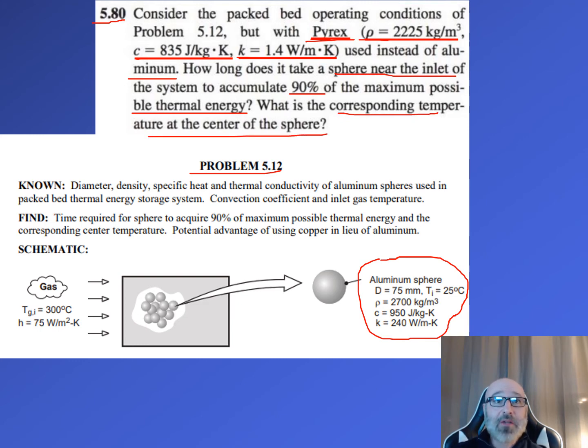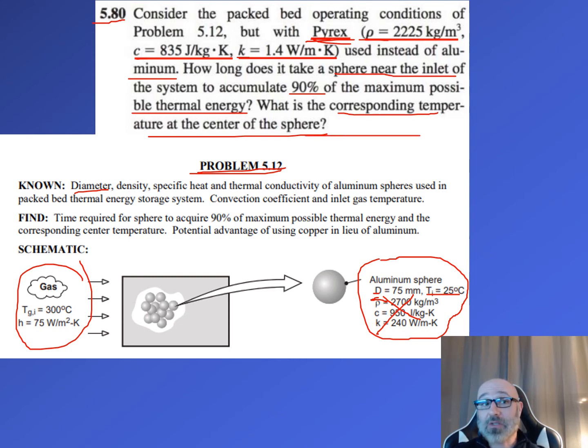So we can go back down to this problem 5.12 and make sure that we have everything. We have our diameter given over here. We have our temperatures for our surrounding gas right there. We have our initial temperature here. These are the values that are going to change. We're no longer using these values for aluminum. We're now using the values up top for Pyrex in order to solve for those two things they asked us to solve for within this problem statement for 5.80.